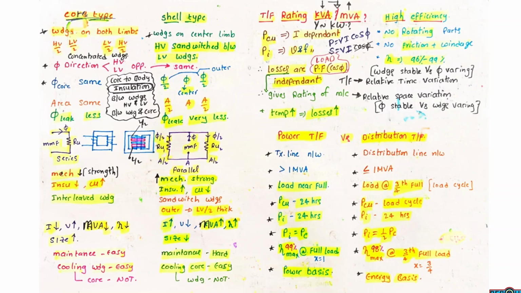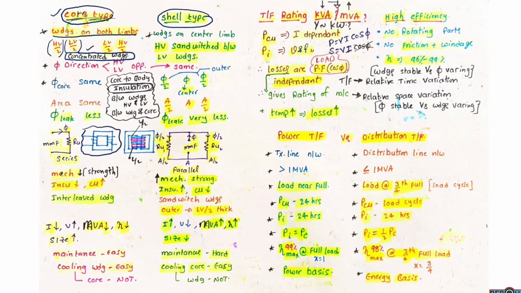Comparison of core type transformer and shell type transformer. In case of core type transformer, windings are placed on both the limbs. So 50% of LV winding and 50% of HV winding are placed on both the limbs. That means the windings are placed in circular form or concentrated form. This is the core type transformer.